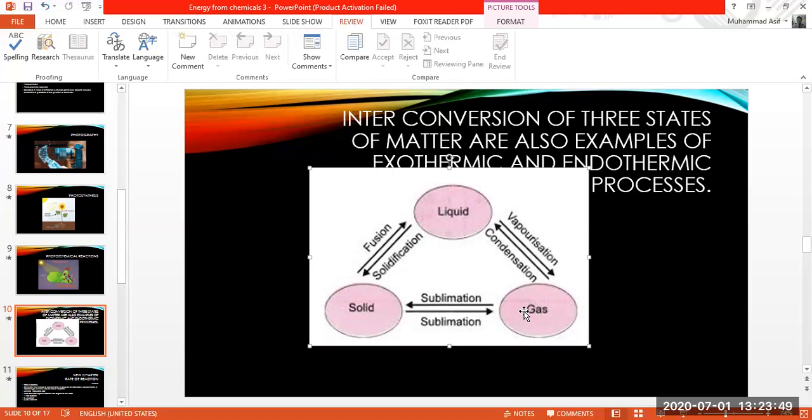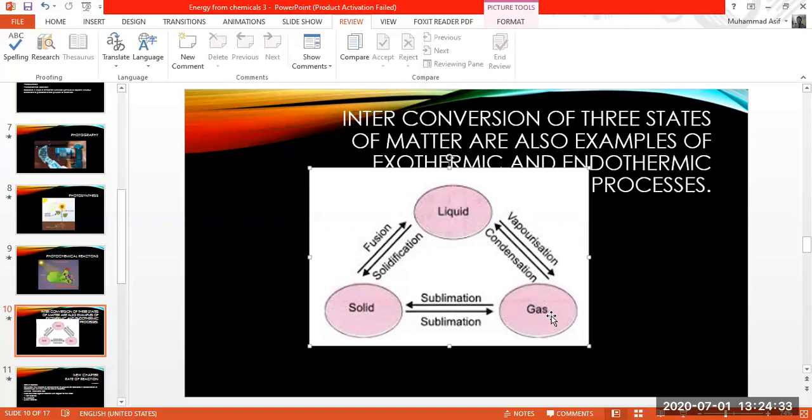Similarly, when solid changes into gas, this is the sublimation process, and sublimation is endothermic. When we provide energy to solid, then after absorbing energy, the force of attraction between solid particles suddenly vanishes. As a result, all solid particles change into gas or a vapor form. This is called a sublimation process. But when this vapor or gas particles again convert into the solid form, this is also called sublimation, but this process is exothermic, conversion of gas into the solid.